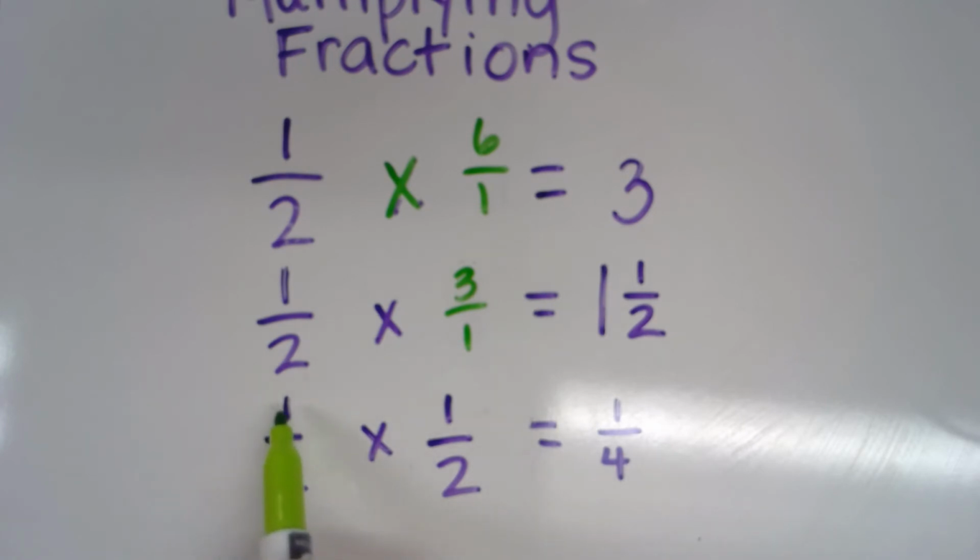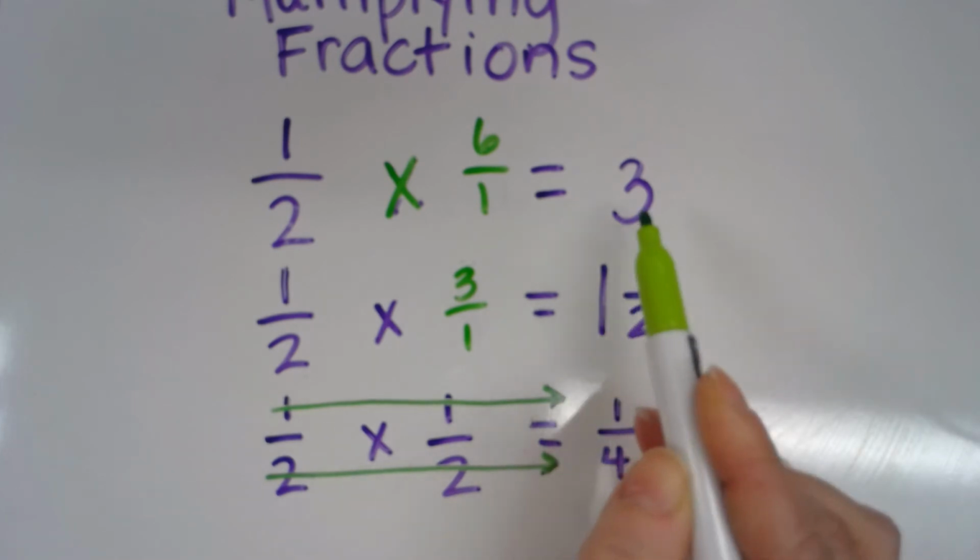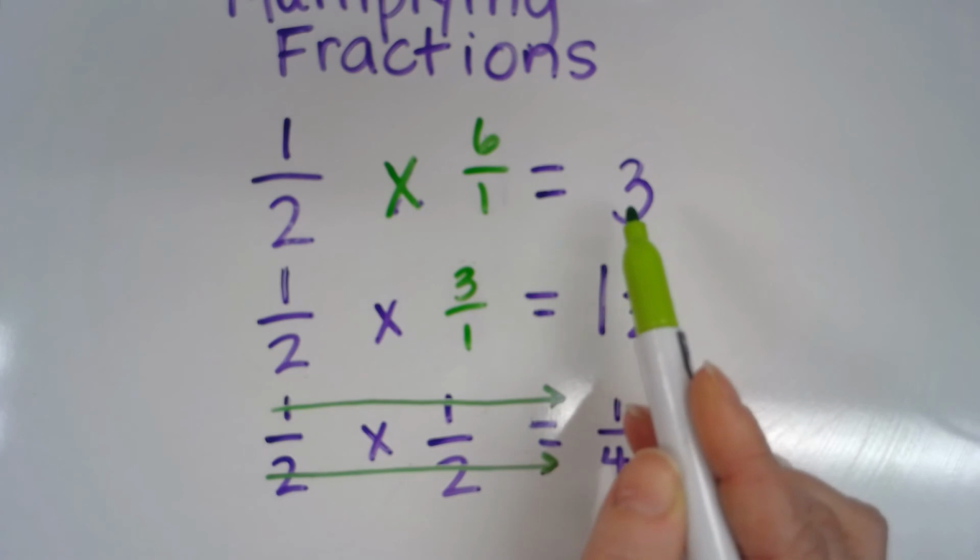Instead, we can simply multiply our numerators. 1 times 1 equals 1. 2 times 2 equals 4. When I multiply my numerators and multiply my denominators, I arrive at my product. Let's take a look up here at how this one works.